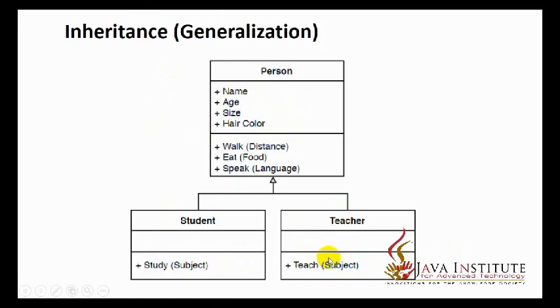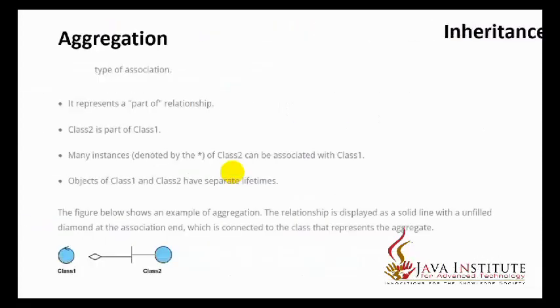Normally when we draw UML class diagrams, we keep the arrow mark on the parent class side. You can see in this picture also that this arrow mark is focused on the parent class and these are child classes. Like that way we have to draw inheritance.